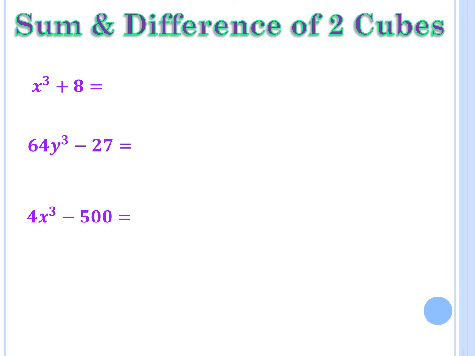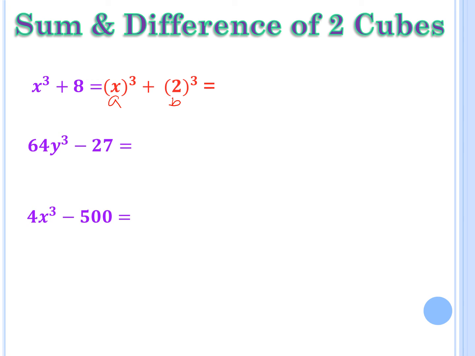All right, let's try a few. So x cubed plus 8. Now, you want to break it down so that you know what a is and what b is. So what cubed gives me x cubed? Well, x. And what cubed gives me 8? 2. So x to the third power gives me x cubed, and 2 to the third power gives me 8. So this x and that 2, those are going to be my a and b.